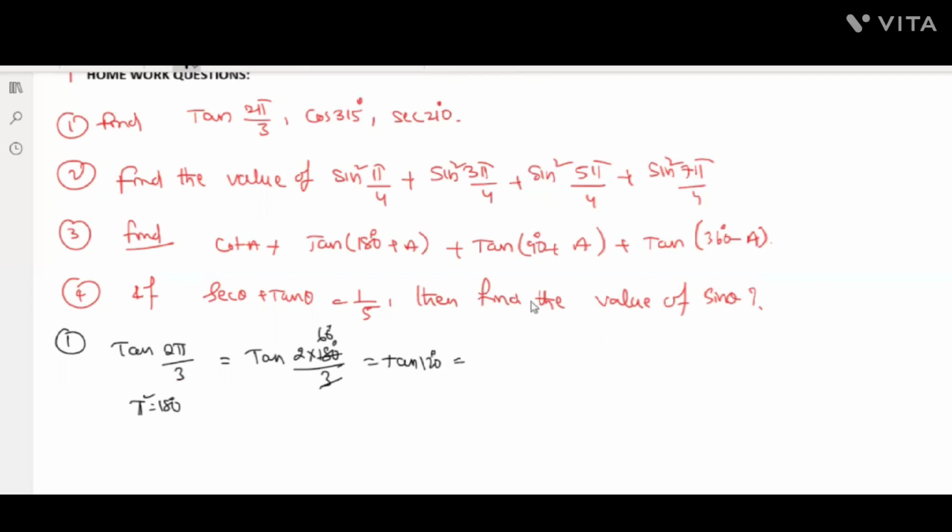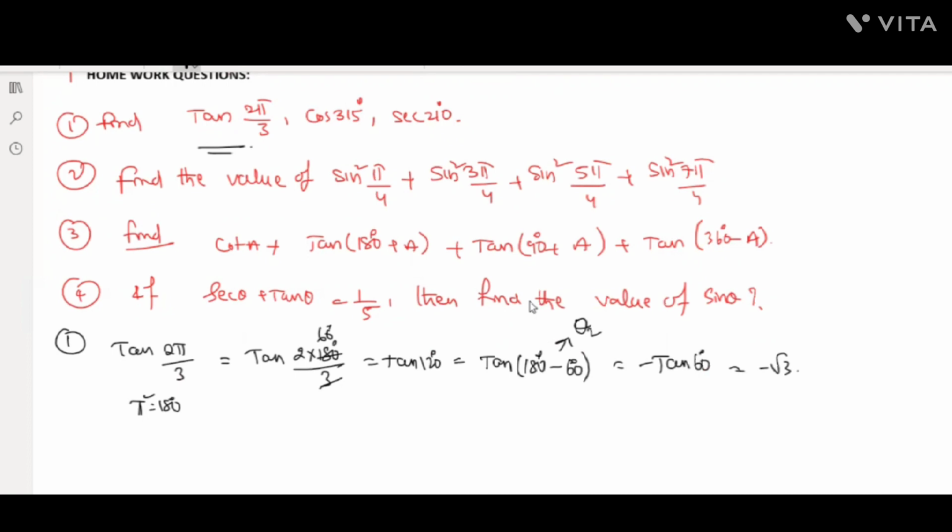In part 1 I told very clearly that to the nearest quadrant angle, if possible, try to convert into even angles. So that is tan of 180 minus 60, which is nothing but 120. 180 minus theta belongs to Q2. Sorry, 180 minus 60 belongs to Q2. In Q2, tan is negative. So minus tan 60 degrees. Tan 60 is root 3, so we get minus root 3 as the answer. So this is the first question.